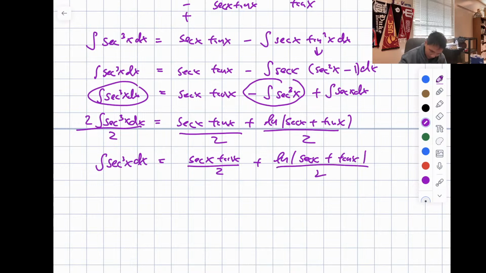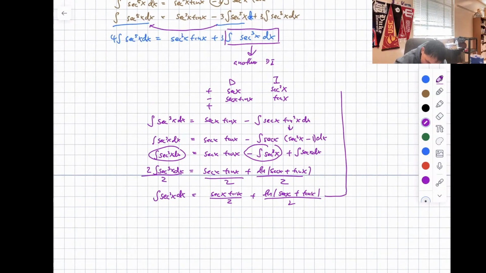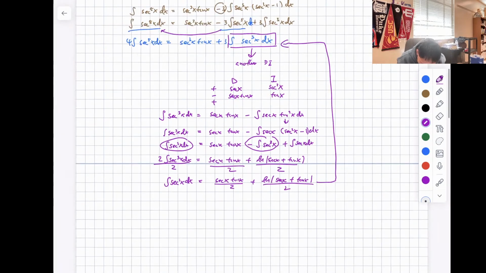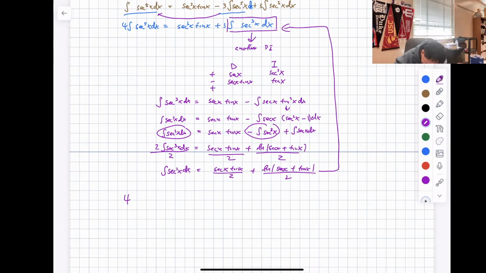Where's the over 2? Okay, so now we finished secant cubed of x. Now can I plug it back in here? Oh my god, I forgot what's the whole thing. Wait, this is on the test. Huh? This is on the test. Yeah. Why not, right? Okay, so that brings it down.